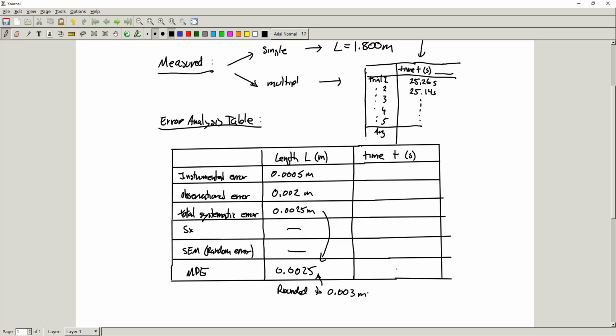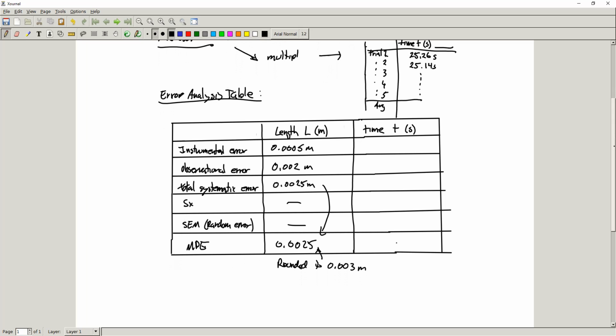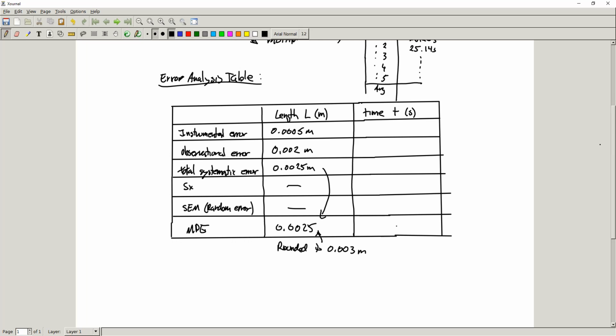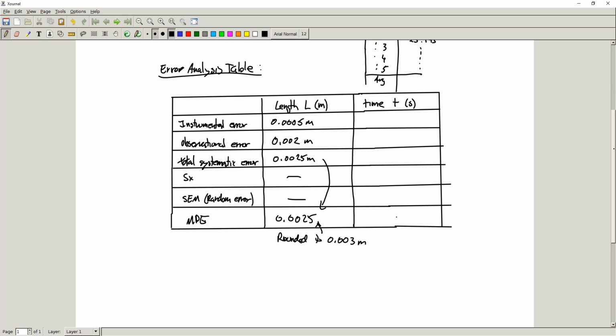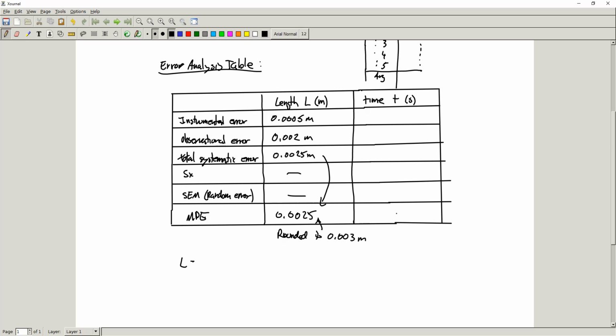And so this is it. We now have our L. It's a measured quantity. It has an error or an uncertainty attached to it. So now you can write down L, which is now 1.800 plus or minus 0.003 meters, and this is our L for all time now. Okay, so we have this measured quantity. That's it. That's our L. We're moving forward with L with that value.